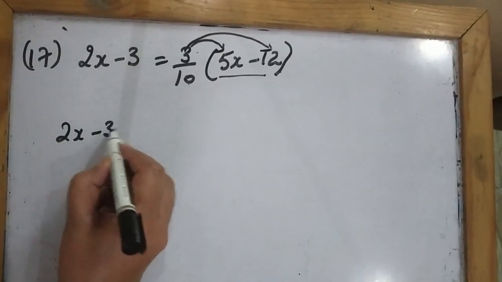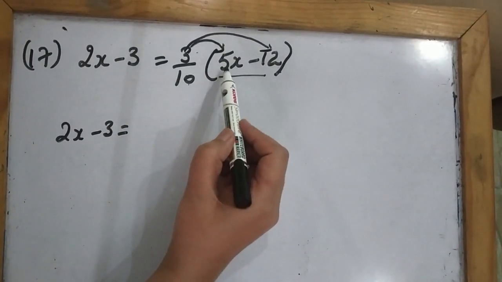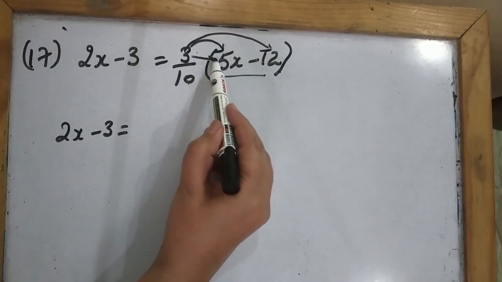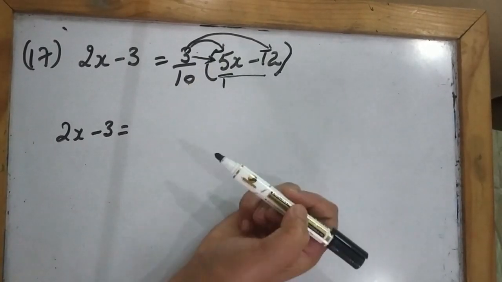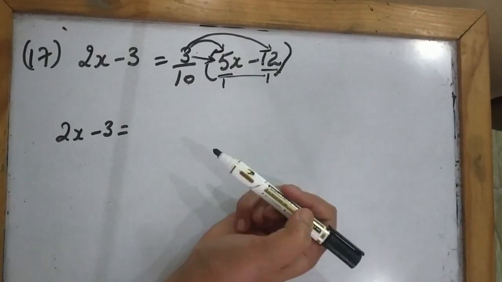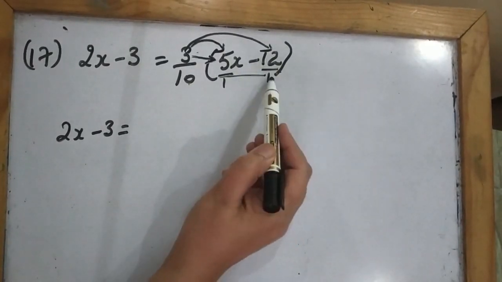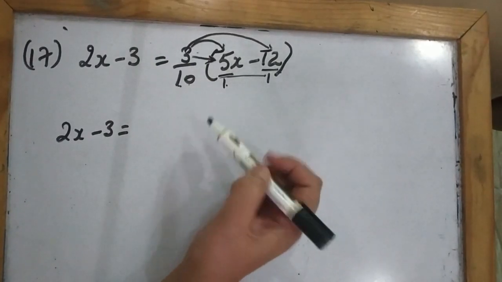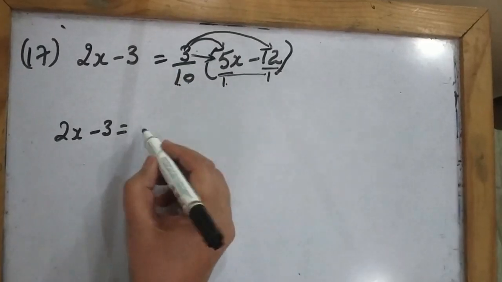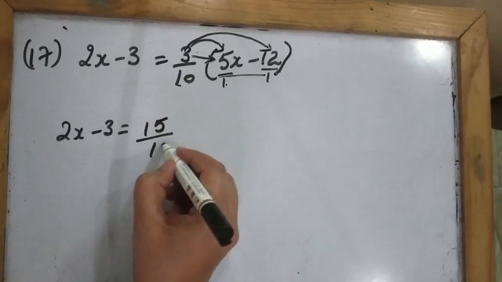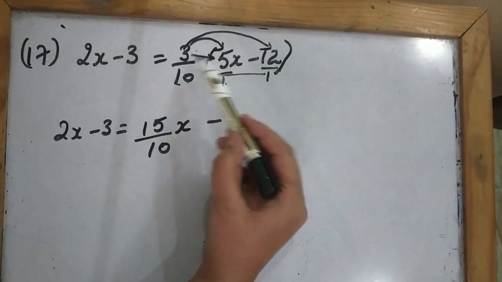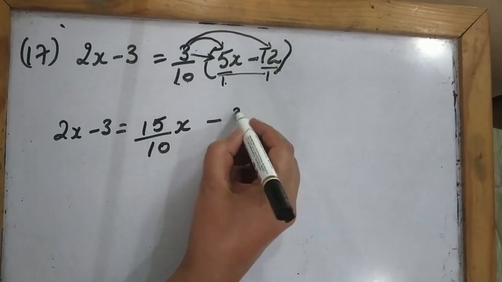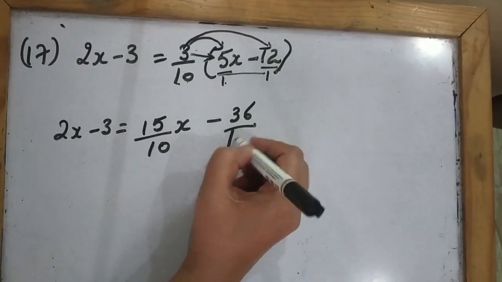Now let's do that. When you multiply, as you can see, this is only a single number while this is a fraction. So we multiply the numerator with the numerator. This will become 5 upon 1 and this will become 12 upon 1 if I change this into a fraction. So numerator with the numerator and denominator with the denominator. So 3 5s are 15 and 10 1s are 10x, and this is a minus, so I'll get a minus 3, 12 3s are 36 and 10 1s are 10.